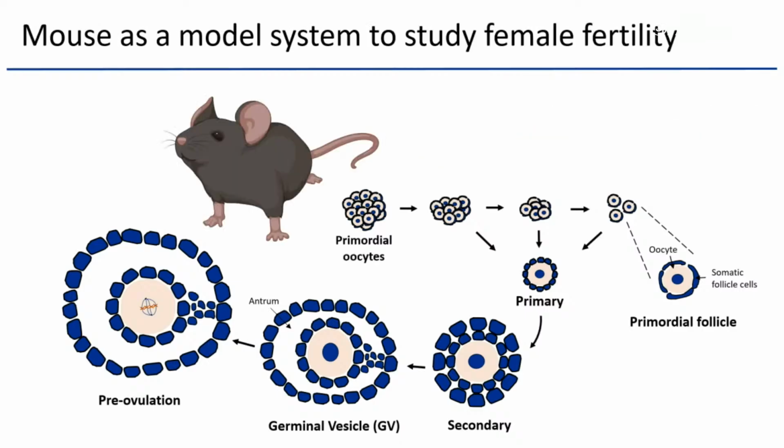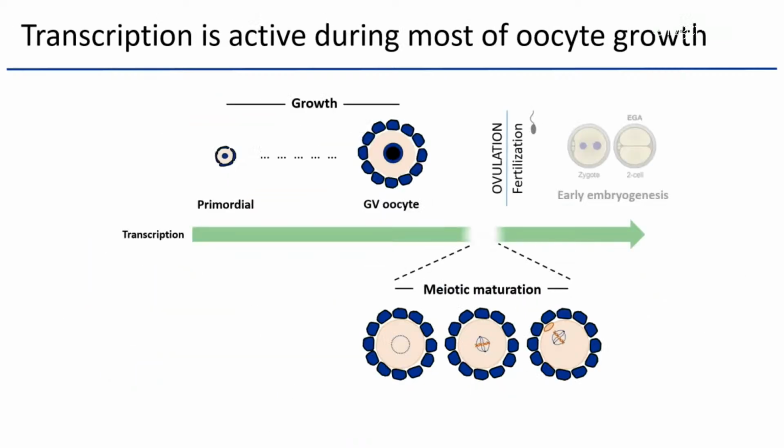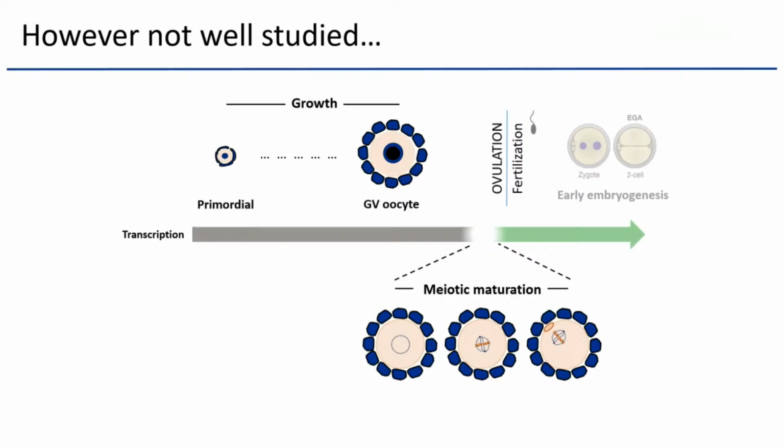Now, at the lab, I'm working with mouse ovaries to study oocyte dormancy. We know that transcription is active during most of the time of oocyte growth. We know a lot about the meiotic maturation, where the chromosomes condense and they stop transcribing. But actually, we don't know quite a lot about this part, where they spend most of their lifespan, in the dormancy state.